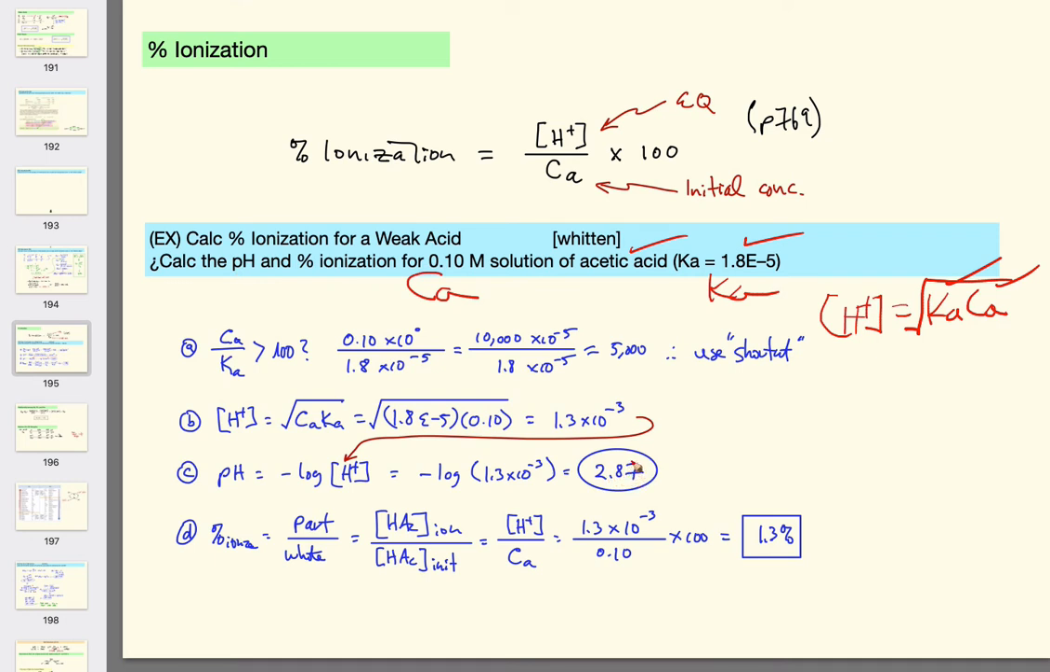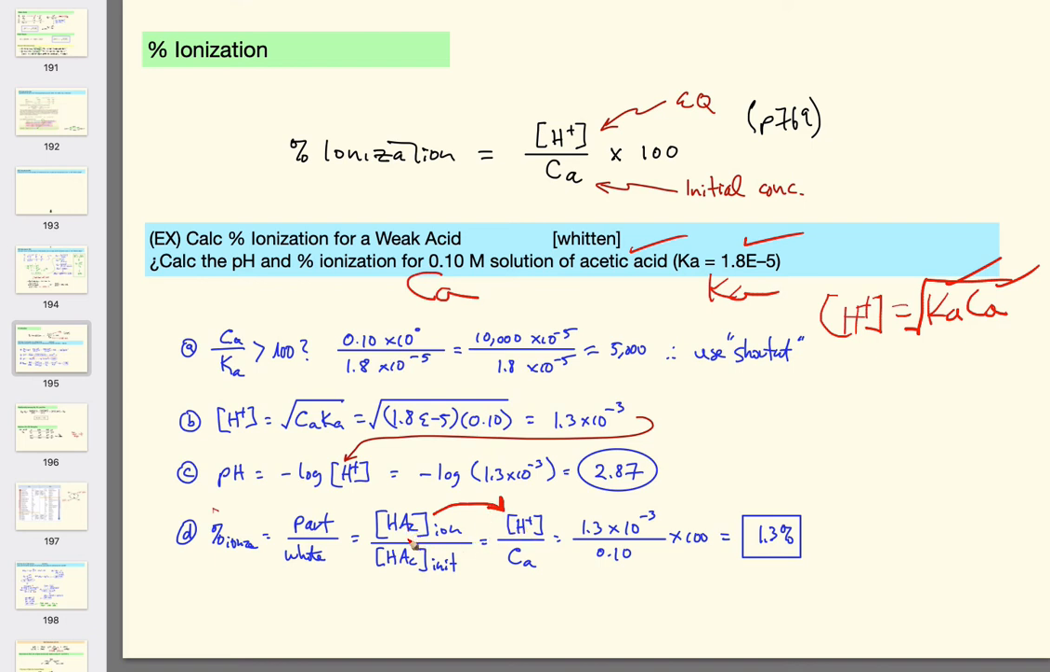So how do you get percent ionization? Well, percent of anything is part over the whole. What's the part? The part of this that ionized. Well, what is that? The part that ionized is the same thing as the H+ concentration. That's really the only trick, is to realize that.